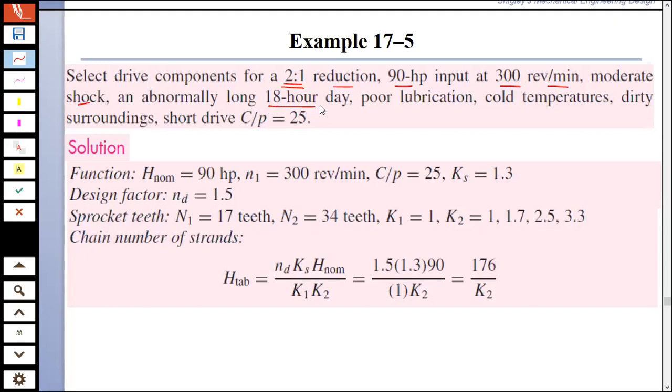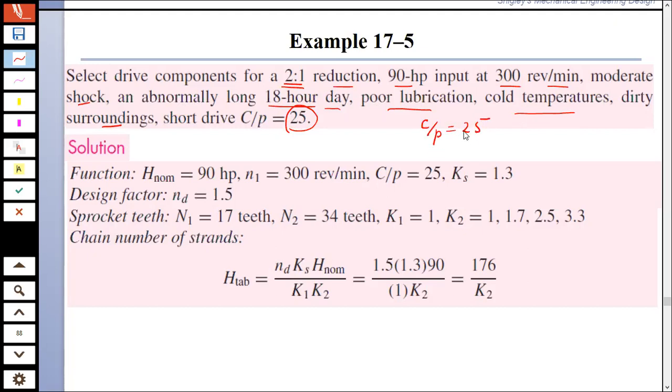Abnormally long hour day, which is an 18-hour day. Poor lubrication, cold temperature, and dirty surroundings. So the conditions are not really very good. Short drive, C by P is 25. The center to center distance divided by the pitch is 25.